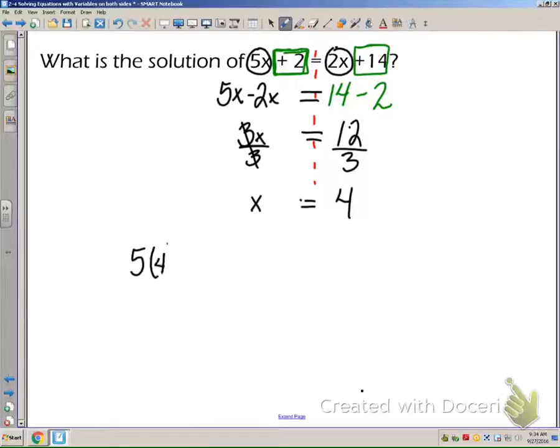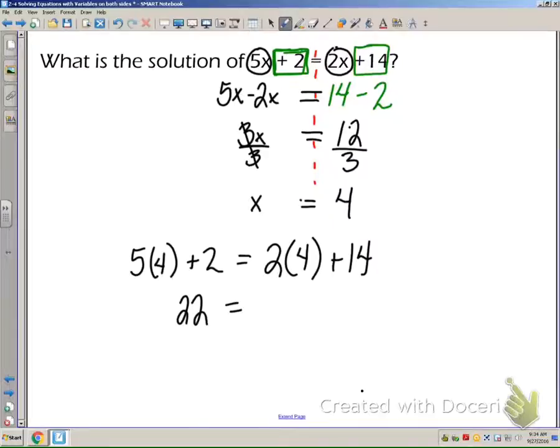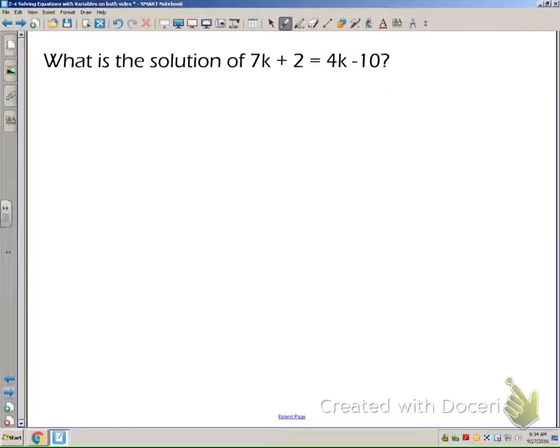5 times 4 plus 2 should be equal to 2 times 4 plus 14. 5 times 4 is 20. 20 plus 2 is 22. 2 times 4 is 8. 8 plus 14 is 22. So they are equivalent. They equal the same thing. So x is equal to 4 is the solution.